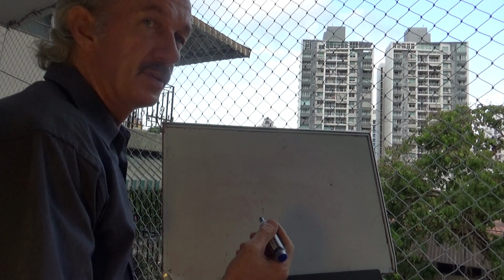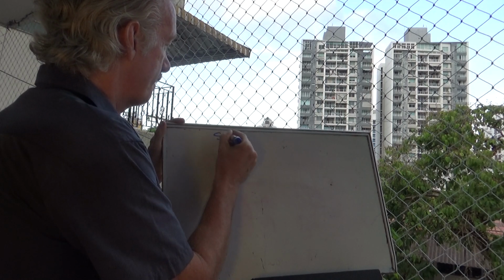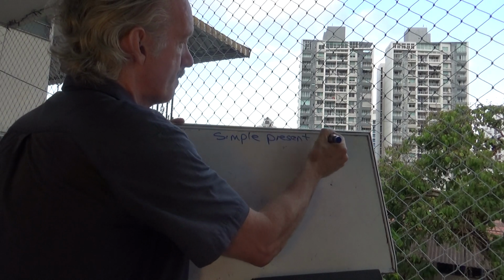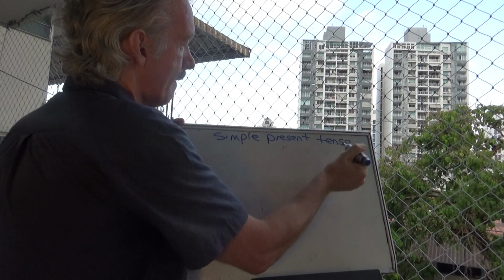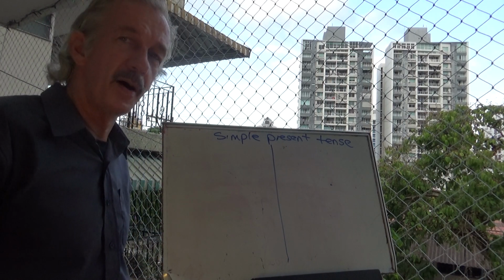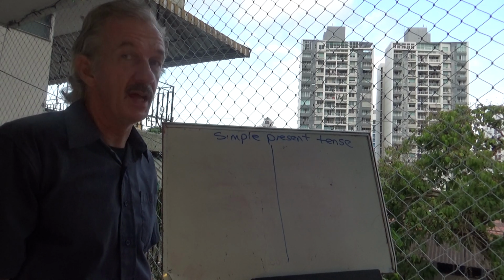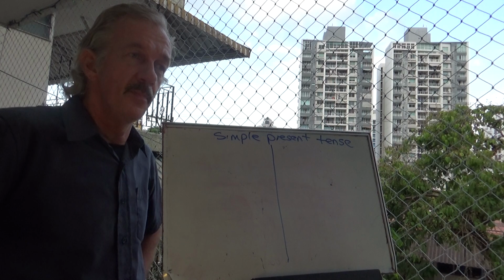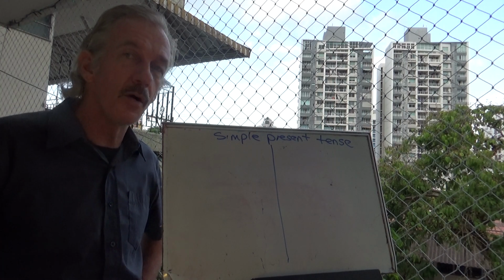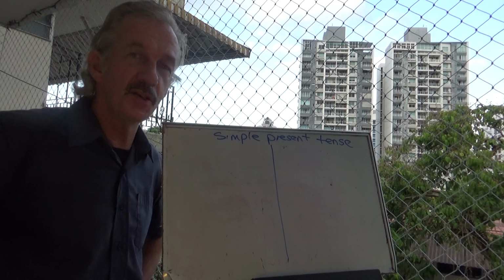Today we're going to talk about the simple present tense. And you might say to yourself, oh, the simple present tense, I know about that. That's the tense that we use to talk about what's happening right now. And no, that's not correct. To talk about what is happening right now, we use the verb with ing. Okay? That's not the case with simple present tense.